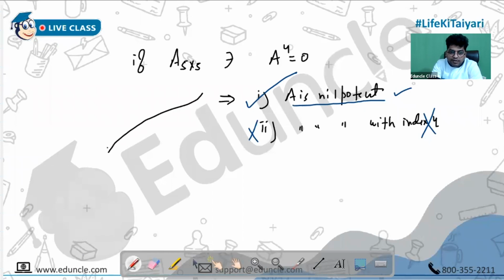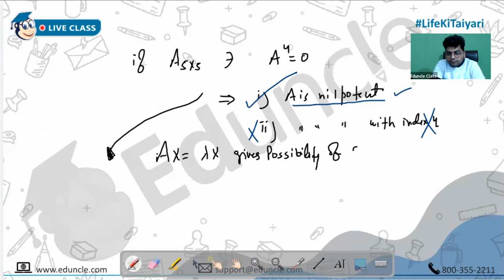You know, basically there is some confusion. I think Sam already is asking that confusion. I have understood the problem what he is asking. Basically, how to find out the possible eigenvalues. Basically, Ax equal to lambda x gives the possibility of eigenvalue. Yes or no? Possibilities of eigenvalue.